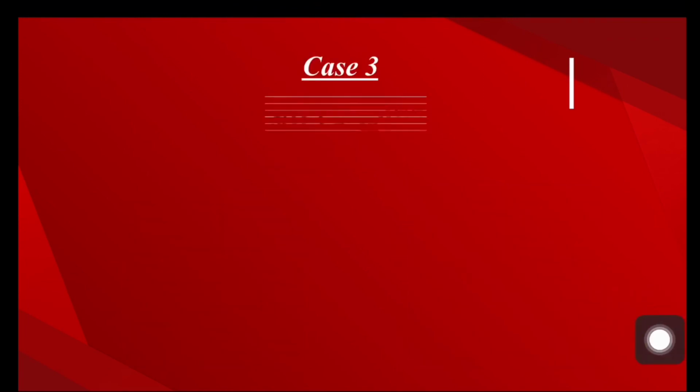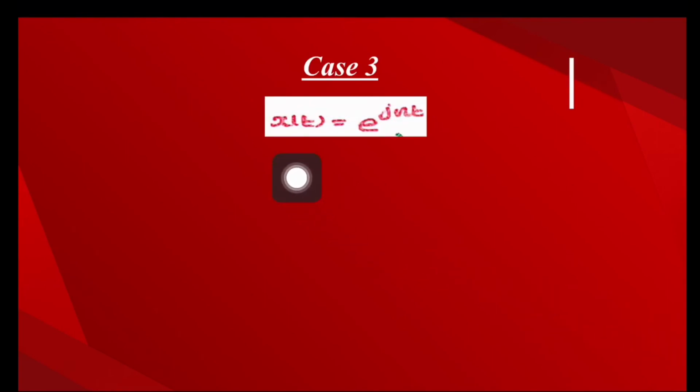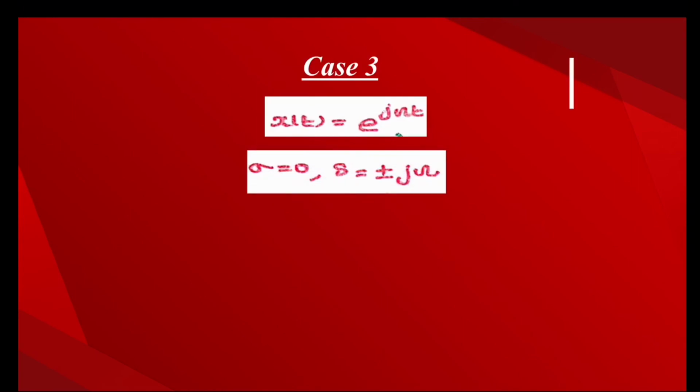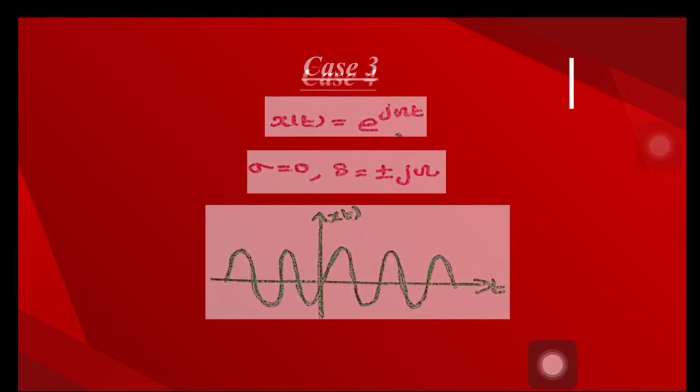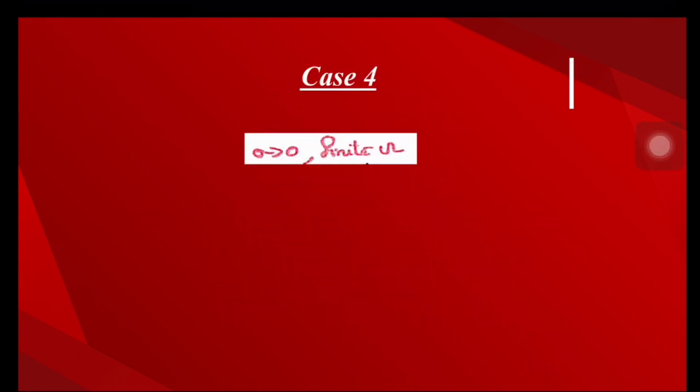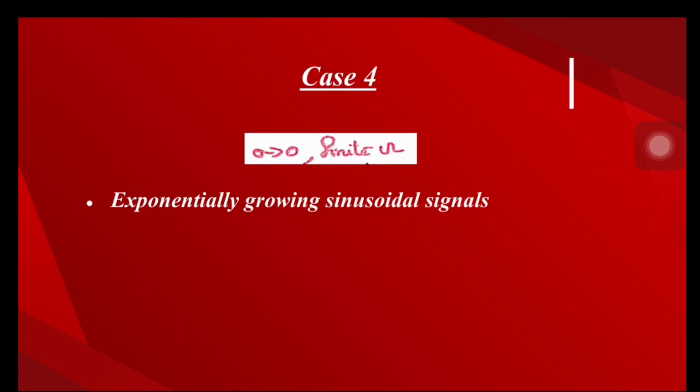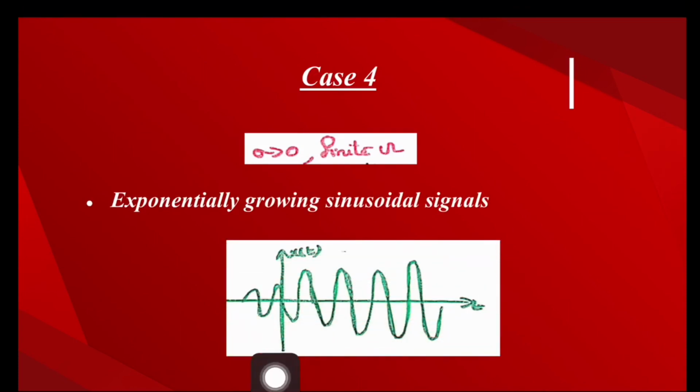Then the third case, where sigma is equal to 0 and omega not equal to 0, correspondingly we get x of t is equal to e raised to j omega t, which looks like a sinusoidal waveform. Finally, sigma greater than 0 and finite omega, it will be an exponentially growing sinusoidal signal, which looks like this. You can see the peak amplitude of the sinusoidal signal is increasing as time goes.